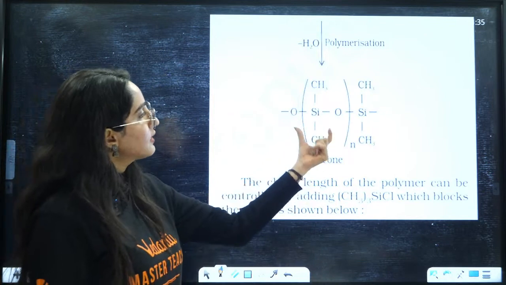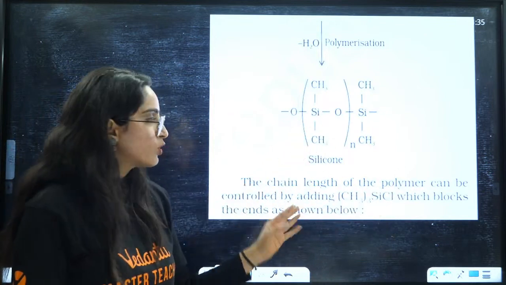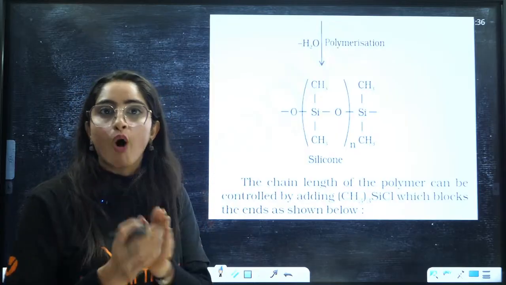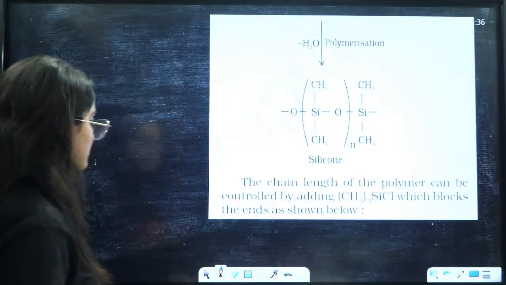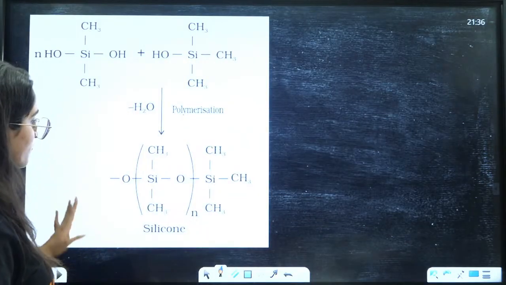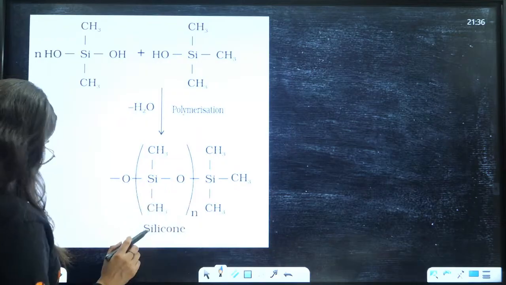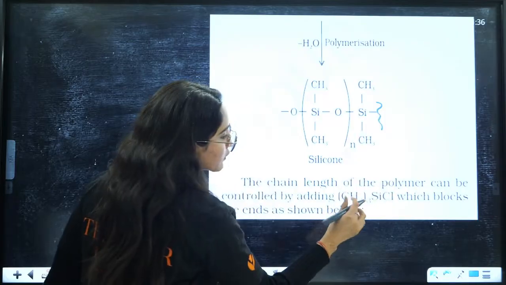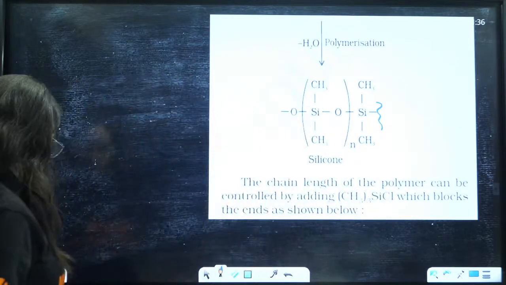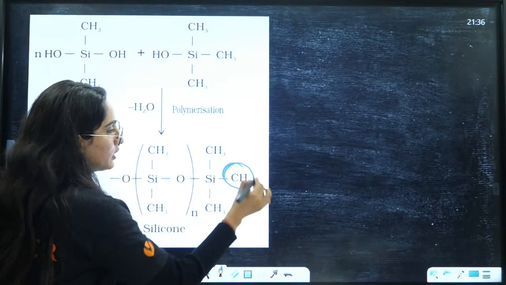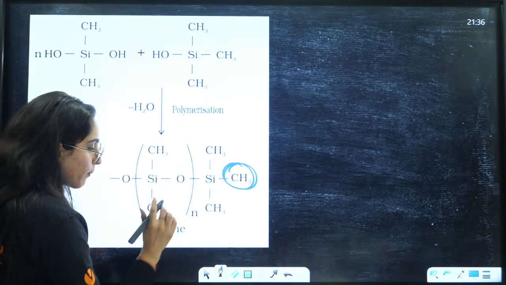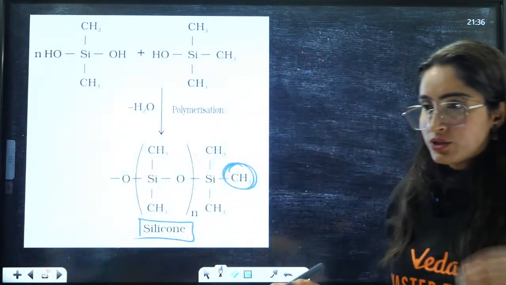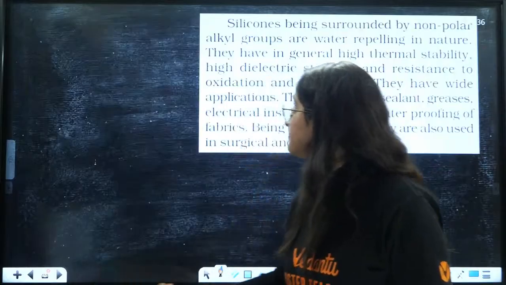The chain length of the polymer can be controlled by adding (CH3)3SiCl, to control where you want to stop the chain. For example, if the chain is going and going, to block it you react with (CH3)3SiCl and you will have the formation of CH3 here, hence the chain will stop here. This is called a silicone with n number of repeating units.